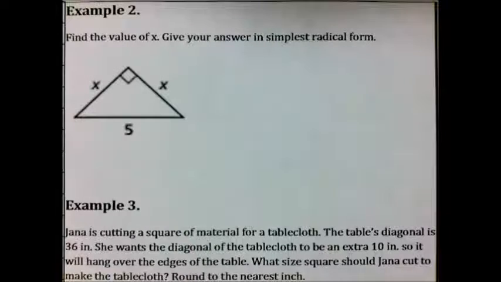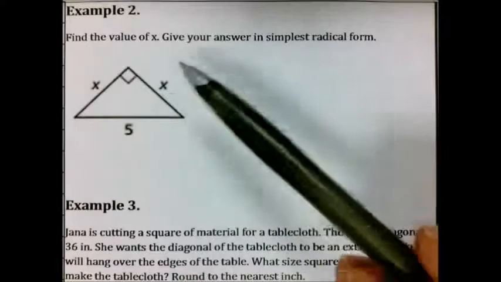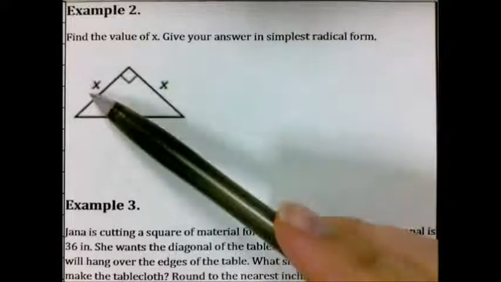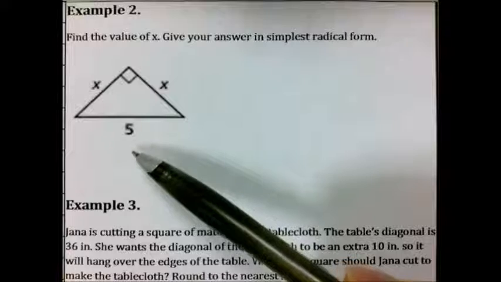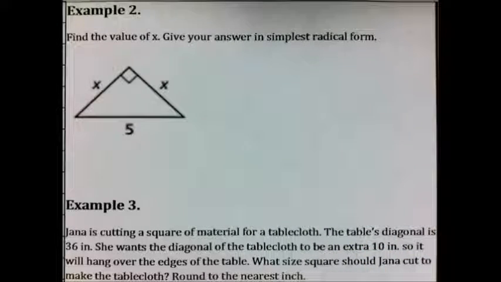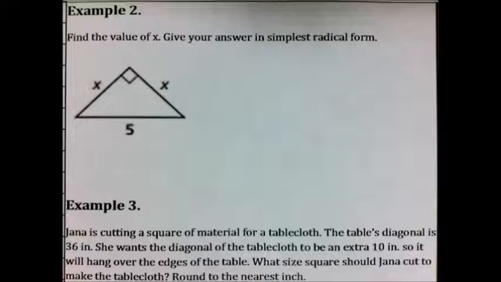Alright, example 2 here says find the value of x and give your answer in simplest radical form. We could do the same type of thing using the Pythagorean theorem, x squared plus x squared equals 5 squared, and then solve for x, and we would get the right answer for that.